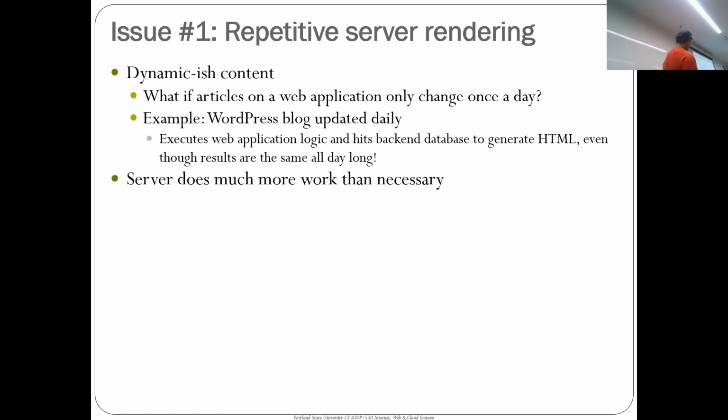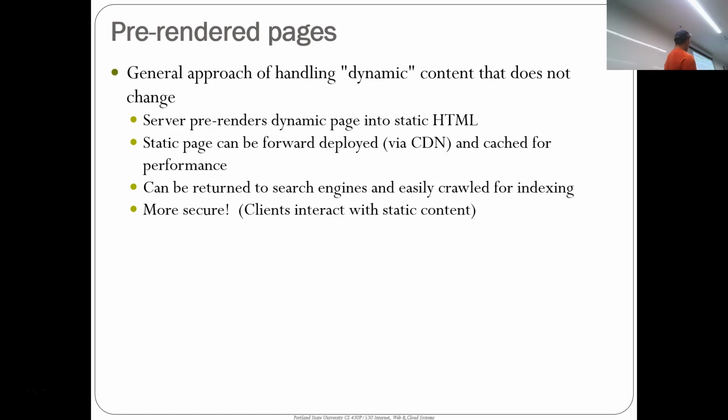One of the things that has been pushed out is pre-rendered pages. So this is an approach for handling this dynamic content that doesn't really change. So the idea here is that the server is going to pre-render all of these dynamic pages into static HTML, and then from last class, you could take that static HTML and you can distribute it in your CDN. And so it might look like it's going to a back-end web application server, but it's actually being served statically from a web server that's just running nearby.